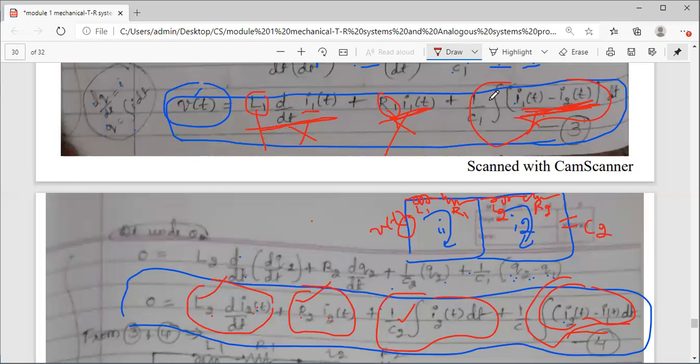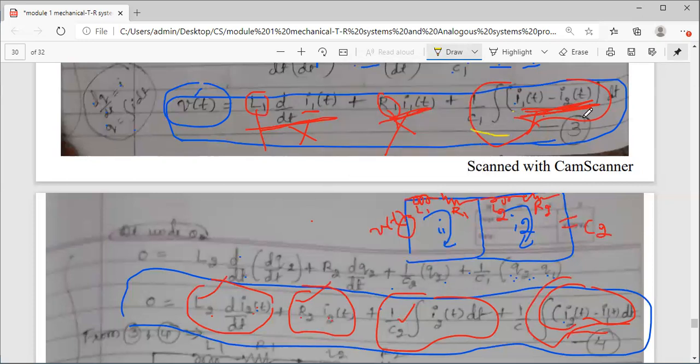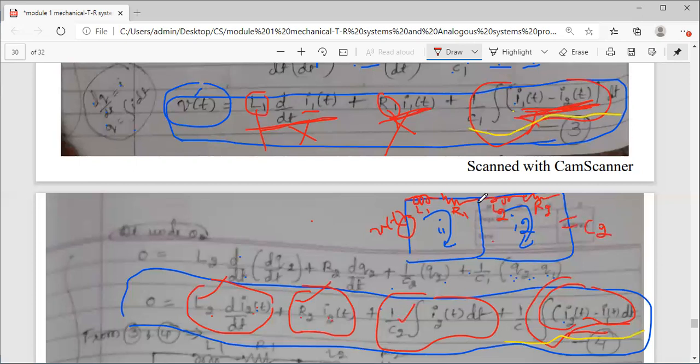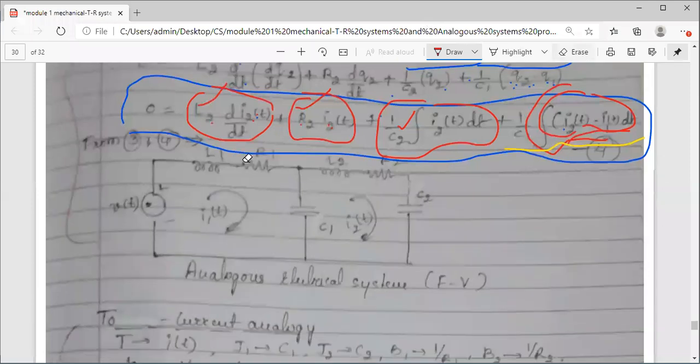Now coming to the shared term, observe that in equation 3 you have this last element, a shared term. In equation 4, even this is a shared term, which is both 1 by C1 only. So what I will do here in the circuit, in between this, it's a shared element between two loops. Here I will draw a capacitor, and it is 1 by C1, so it's a capacitor C1. So this is how your circuit looks.